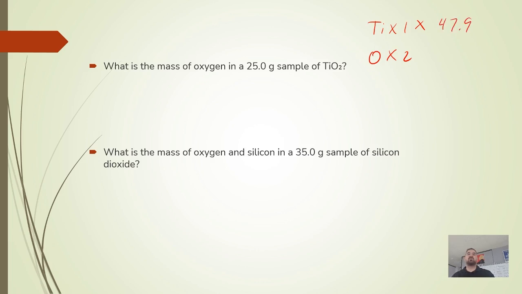47.9, and then oxygen is going to be 16. We're going to multiply that by 2. That gives us 32 grams. What is the total mass? 79.9. All right, now the question is only asking for oxygen, so let's just solve for oxygen. We're going to do 32 divided by 79.9. What is our percent composition of oxygen? One more time.